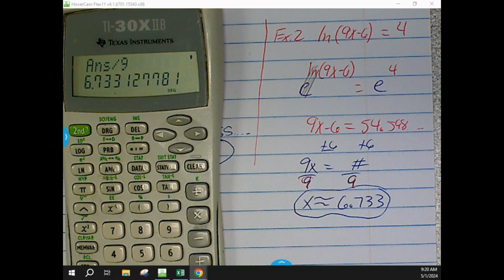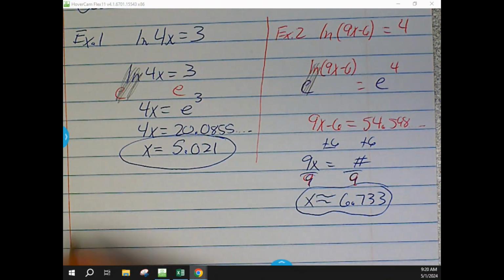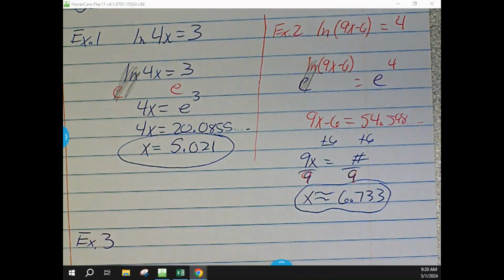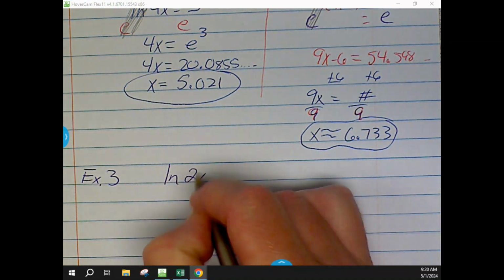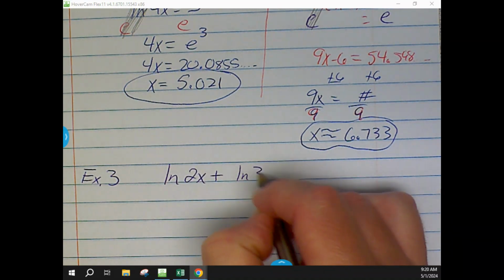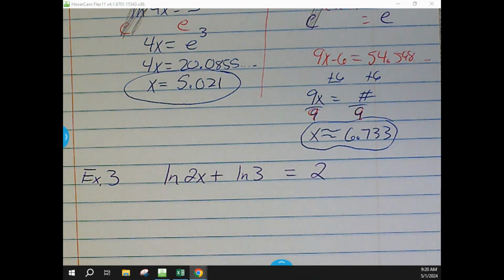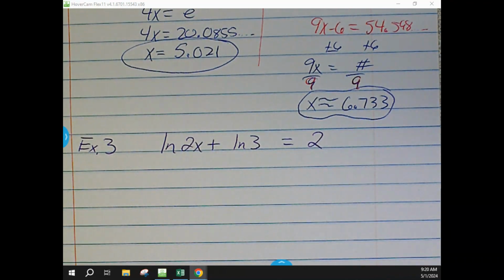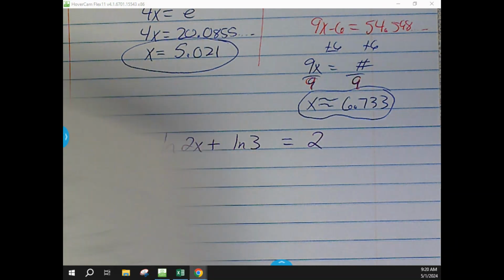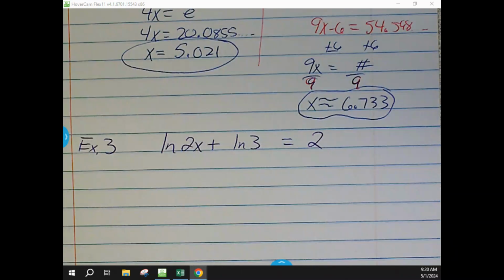All right, now here's where they get just a tiny bit sneaky. Let's go with the ln of 2x plus the ln of 3 equals 2. Whether we're doing equations that are ln or the ones we did just before this, if you have two logs, and again, these are still logs, they're just natural logs.